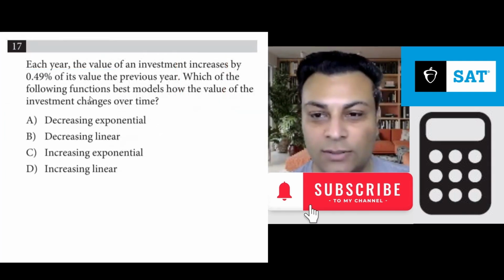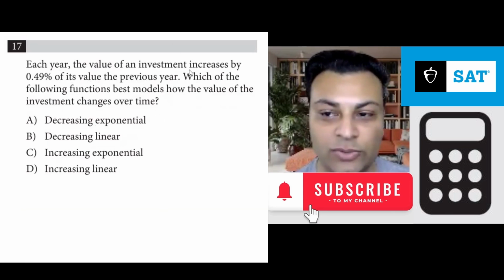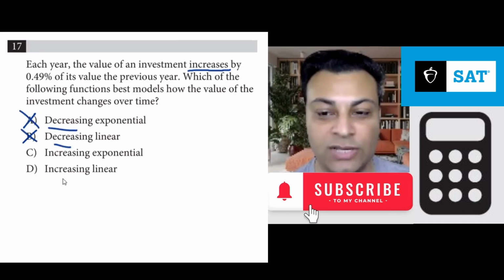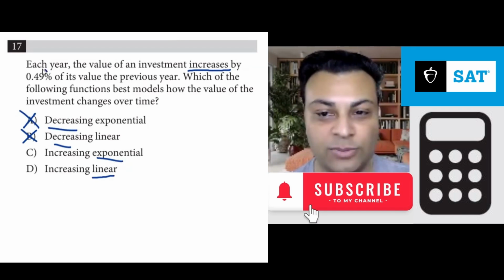Question 17. Each year, the value of an investment increases by 0.49% of its value the previous year. Which of the following functions best models how the value of the investment changes over time? Well, it says it increases, so we are definitely not going to do the decreasing ones. Those are out. The real question is, does it increase by a fixed amount every year, or is it exponential, a percentage amount every year? Well, it increases by a certain percentage amount instead of a fixed amount. So the answer is C.